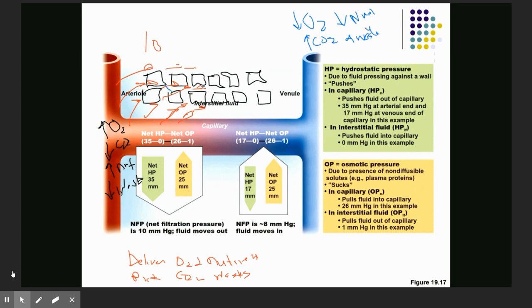And then we get to the other end of the capillary. But we figured out the net filtration pressure again over here. Remember, what was it? It was -8. So what does that mean? What's fluid going to do?